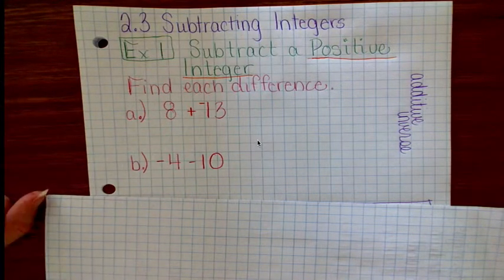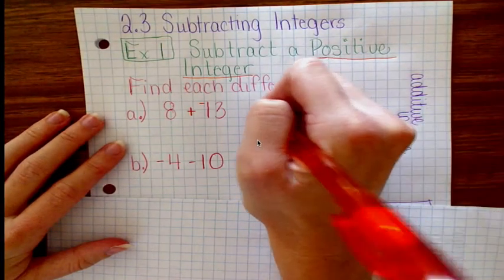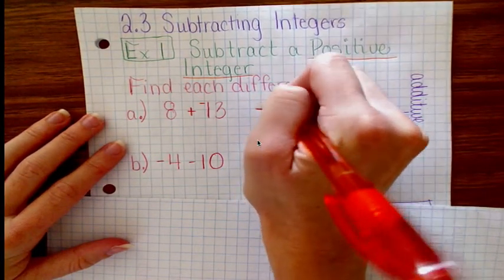Did we do those the other day? Yeah. So is this something we kind of know how to do? Yeah. What is 8 plus negative 13? It's negative 5. Good.